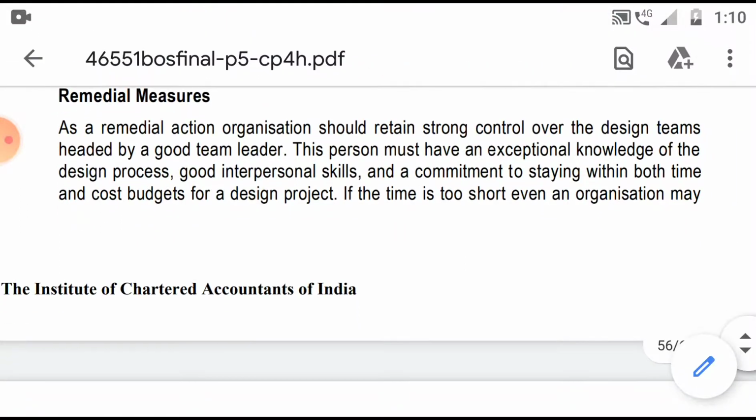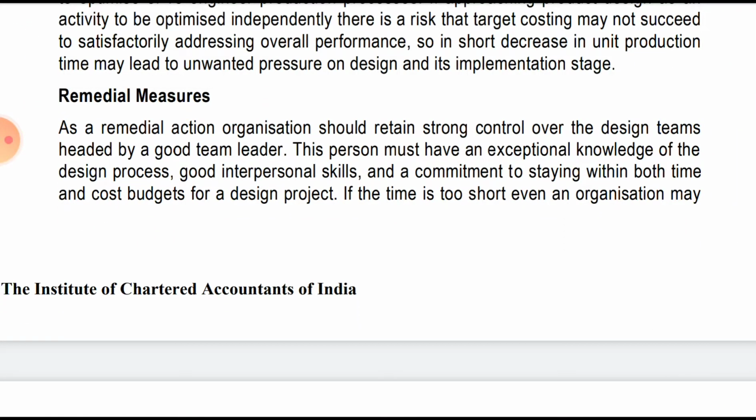They have given as a remedial measure that the organization should retain strong control over the design team. So the organization should have strong control over the design team, headed by a good team leader who is handling the designing, because they have to reduce the time being taken in the designing. This person must have an exceptional knowledge of the design process and good interpersonal skills. These are the skills required for that leader.